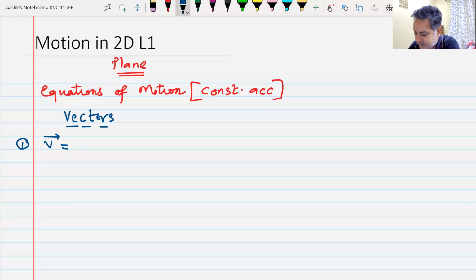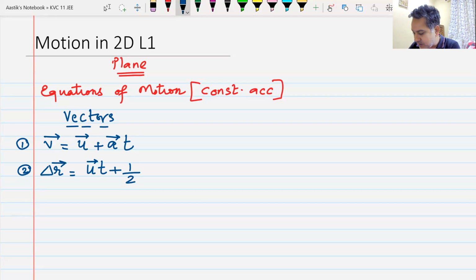That is correct. We can't change the basic equation, because the basic equation still remains the same. They were vector equations. They were valid for 1D, 2D, 3D, but only valid for constant acceleration. Well done. What about equation number 2? Delta r, the displacement, will be equal to u vector times t plus half a vector times t square. Yes or no? Do you understand this?